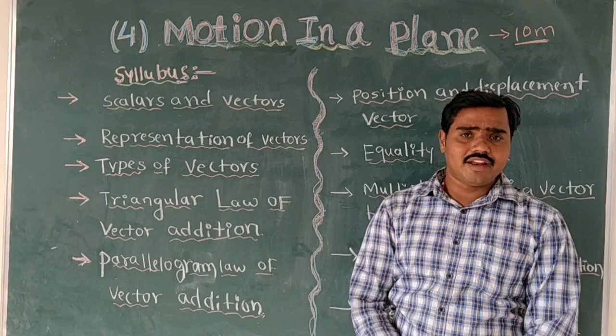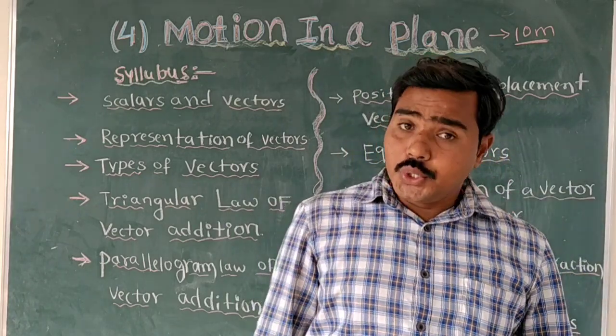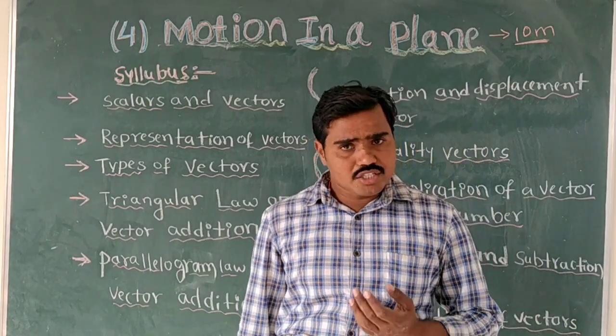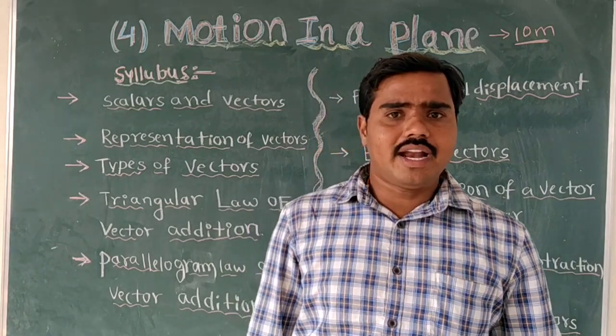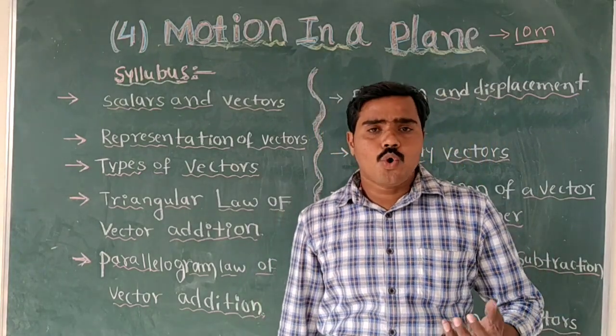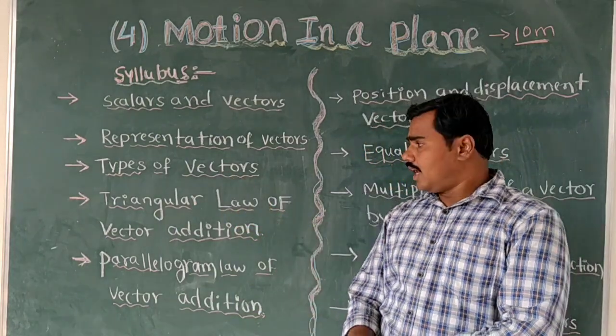Here so many types are there. Null vector, which is nothing but a zero vector, unit vector, positive vector, negative vector, or it is also called parallel vector and anti-parallel vectors. There are concurrent vectors, coplanar vectors. These are the types of vectors.